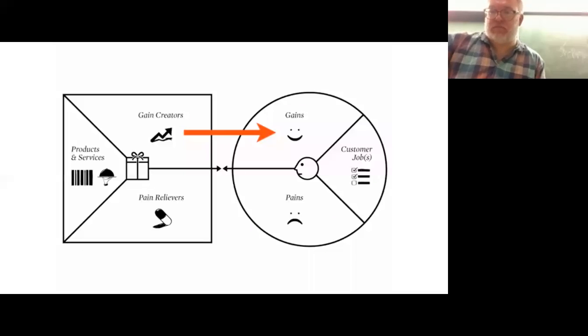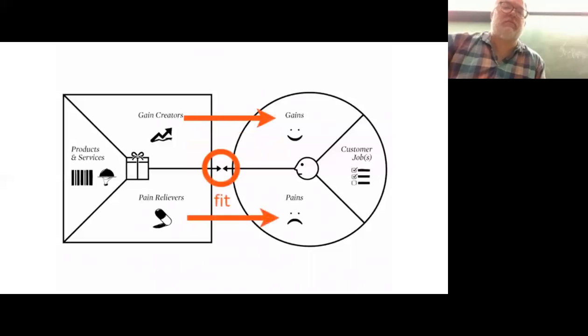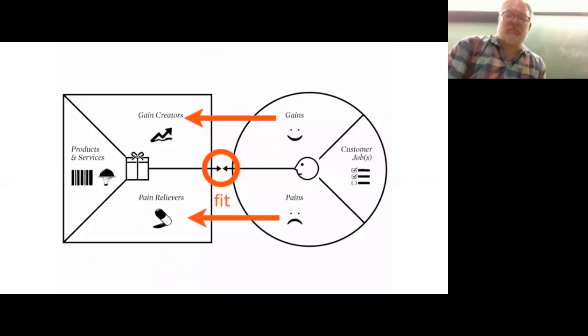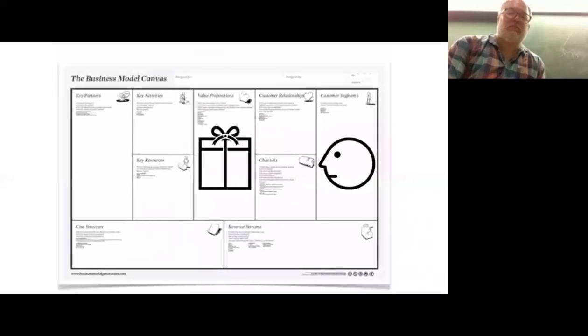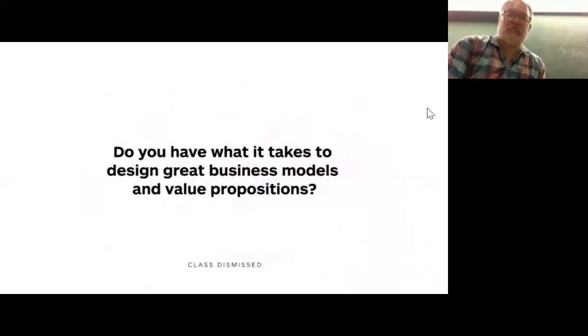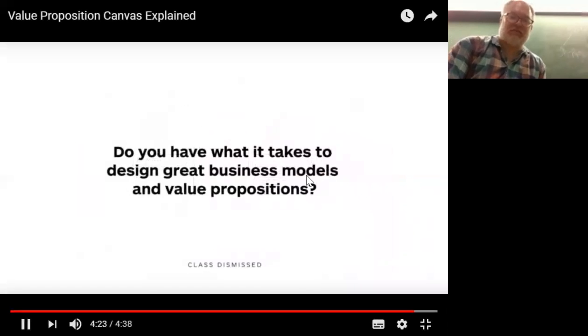Now you have achieved a so-called problem-solution fit when the features of your value proposition perfectly match the characteristics of your customer segment profile. When the market validates this match and your value proposition gets traction with real customers, you have achieved a so-called product market fit. But don't forget, successful businesses have more than just a great value proposition. They have a great business model that makes a customer value proposition possible. Now, do you have what it takes to design great business models and value propositions?